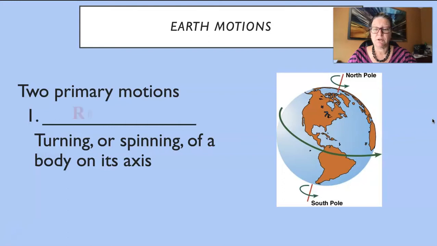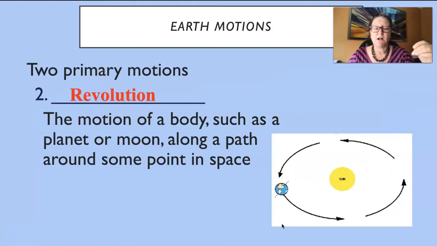The first motion is called rotation. And rotation is spinning on an axis, an imaginary axis. And so here is a cartoon showing how Earth rotates on an axis. And that gives us our days and our nights. The other motion is called revolution. And we revolve around the sun. And that takes a year. This video is going to talk about rotation.